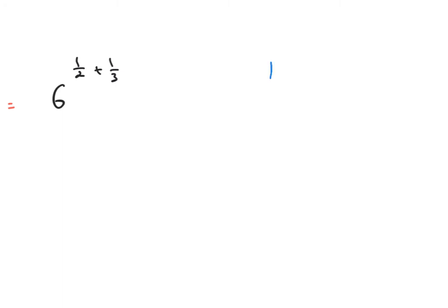1 over 2 plus 1 over 3, we're going to find a common denominator here, which is going to be 6. 2 times 3 is going to be 6. We're going to multiply by 3, and we're going to multiply by 3 here. We're going to multiply by 2, we're going to multiply by 2.